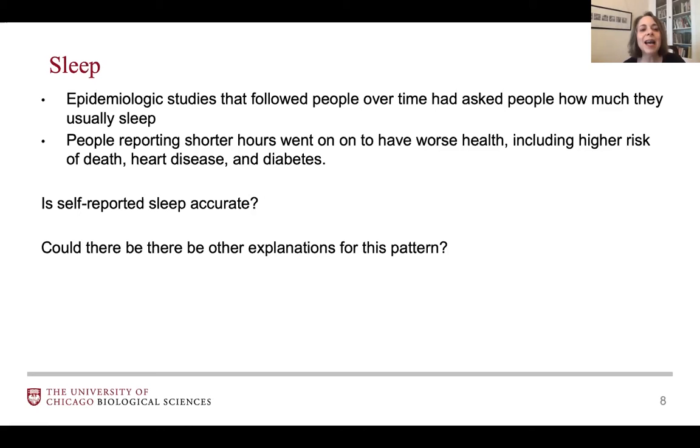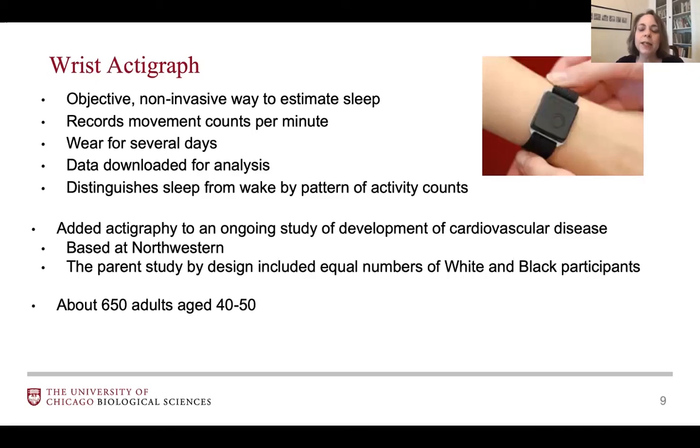And that furthermore, there might be some other factors that varied along with people's self-reported sleep hours that were contributing to the appearance of health consequences of sleep, but that it wasn't really due to sleep as the causal factor. So what I did is I found an objective way to measure sleep.